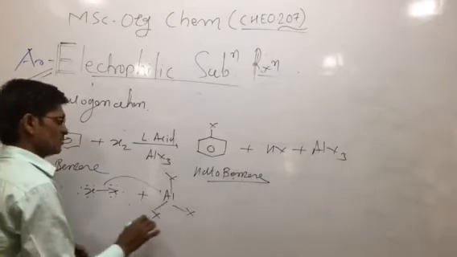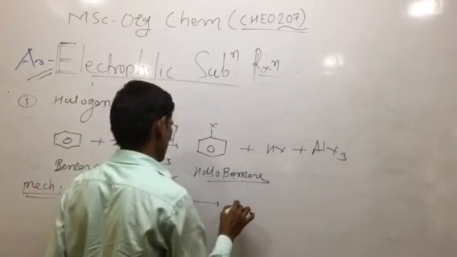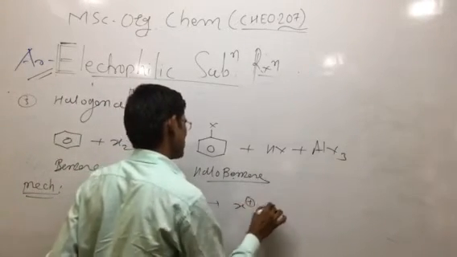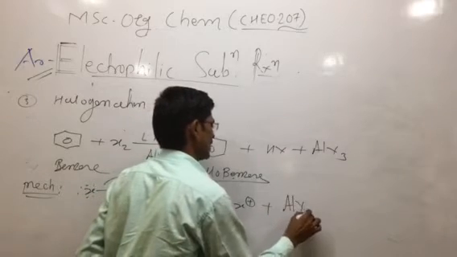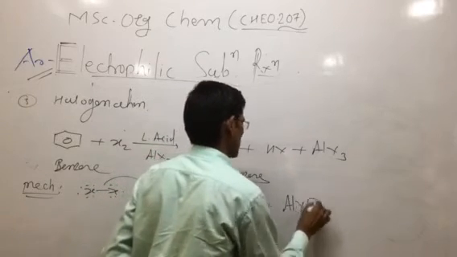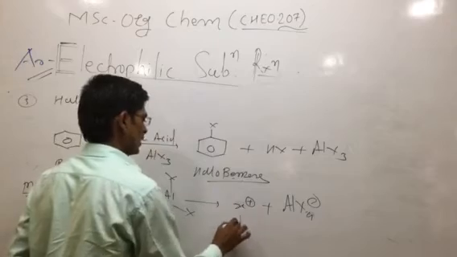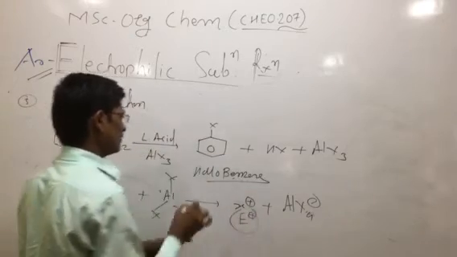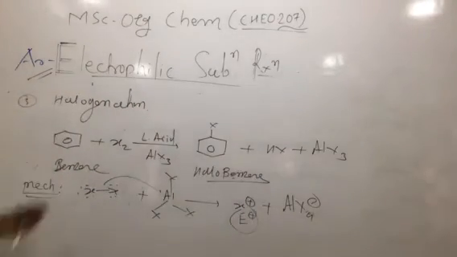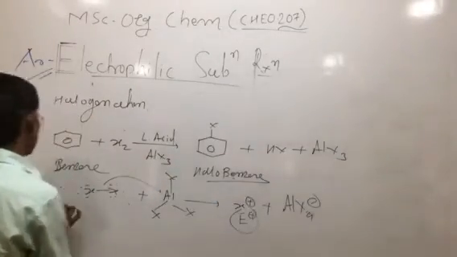Here the halogen atom is accepted. So there is formation of X positive charge plus AlX4 negative charge. So there is generation of the electrophile, and electrophilic addition takes place. This is the first step of the mechanism.